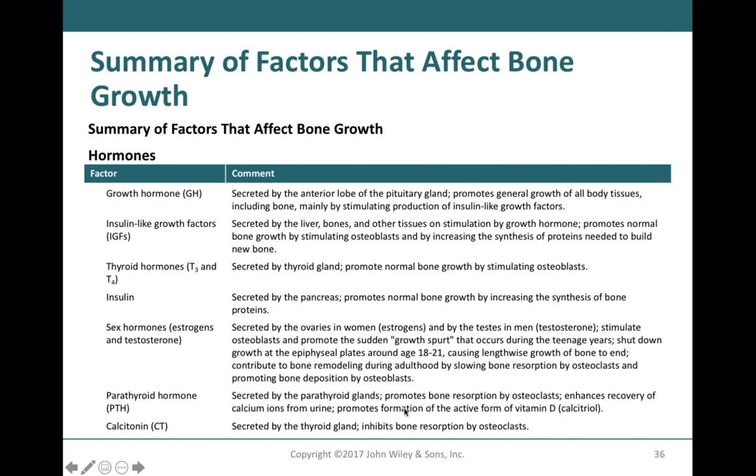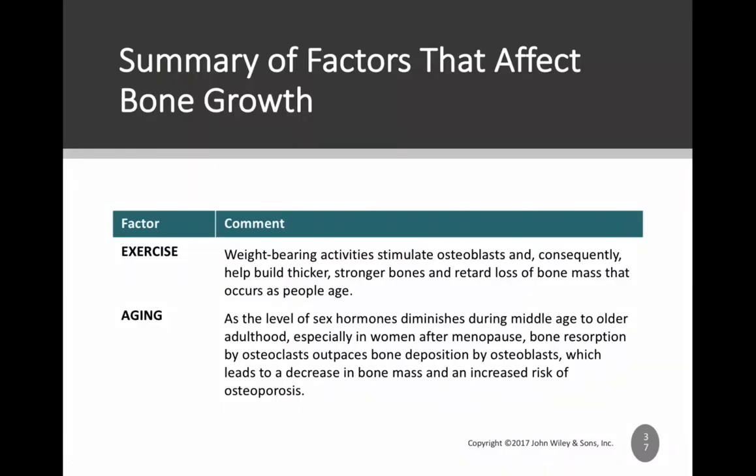And this will also act on the kidneys as well to make more vitamin D. So just to mention this topic one more time, certain physical activities will help to build thicker and stronger bones. Remember, our muscles attach to bones through tendons, and when we're pulling on those tendons, that's going to stimulate osteoblasts. And ultimately, osteoblasts, when stimulated, are going to secrete more bone matrix, and that will help to form thicker and stronger bones.